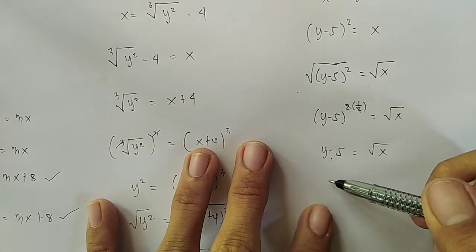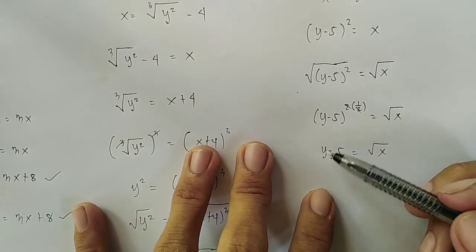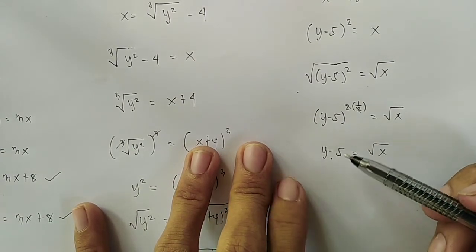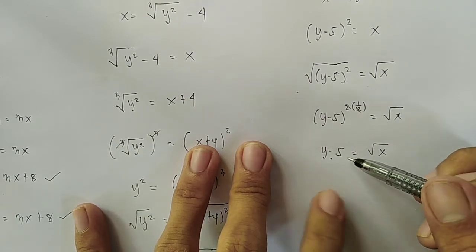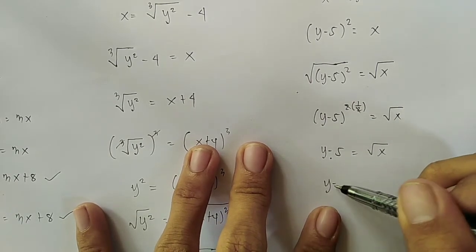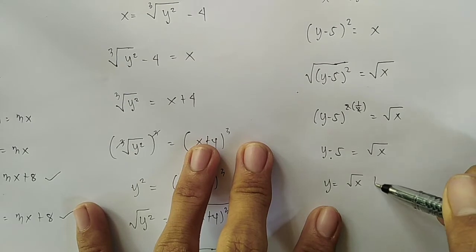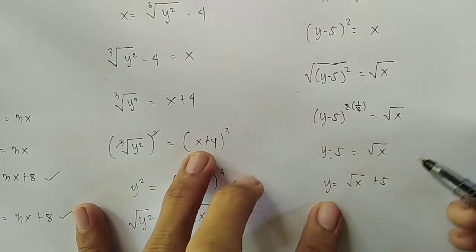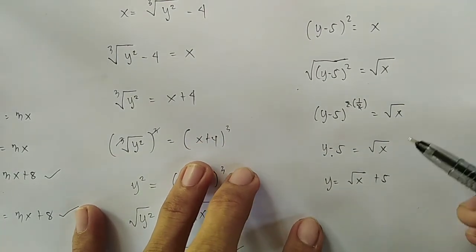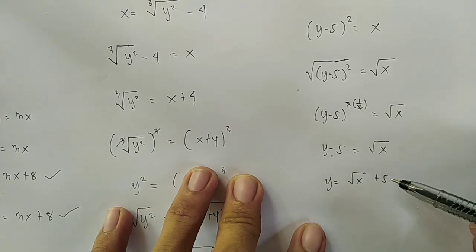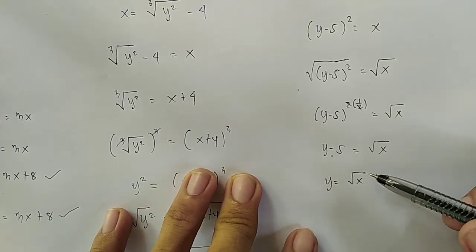So let us continue. Our purpose is to make the left side y only, so we have to transfer negative 5 to the other side. So negative 5 transferred to the other side will become positive 5. So the inverse will be y is equal to square root of x plus 5. So positive 5 is not included in the square root symbol.